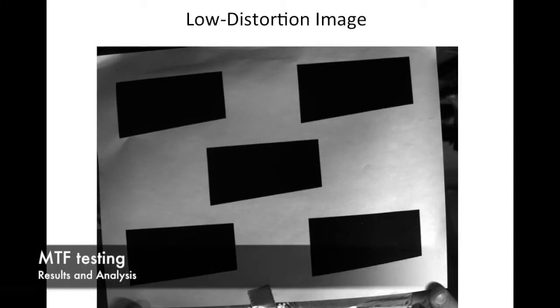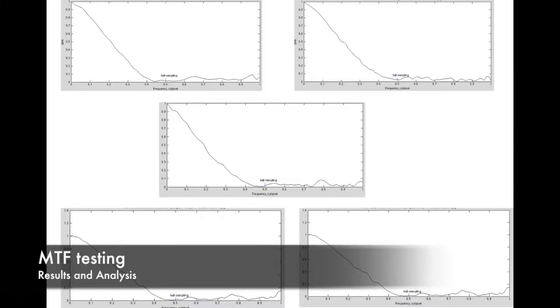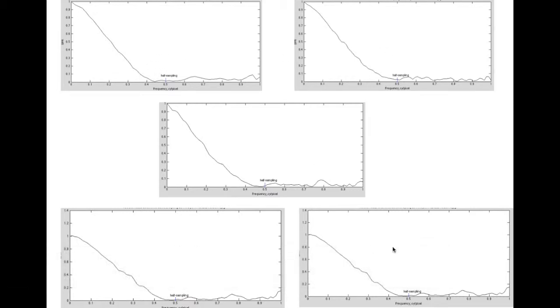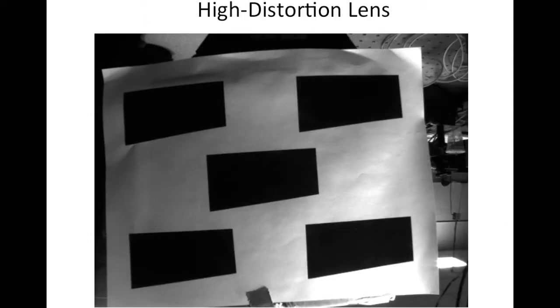This is an MTF chart image with a low distortion lens. The 5 different black regions are represented here with the 5 different MTF plots. So you can see that for the low distortion lens, they're all relatively equal and have a similar shape and cutoff. For the high distortion lens, the 5 different regions, as imaged here, show different MTFs, which vary depending on the placement they are in the image space. The lighting and the creases on the paper can affect the outcome.